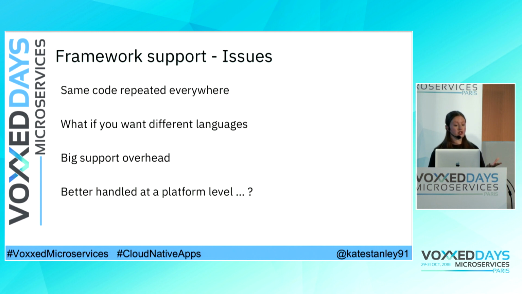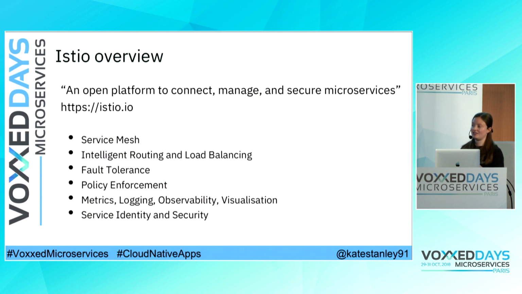But what if this could be handled at the platform level? And that's the question that Istio was then looking to answer. So for those of you not aware, Istio is an open platform to connect and manage and secure your microservices. So it's a service mesh. That's the sort of general definition for it.